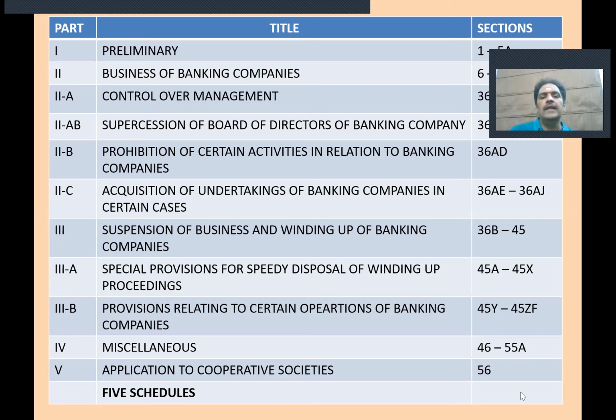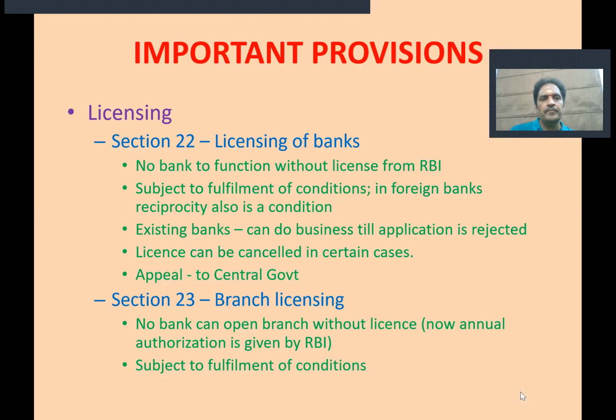Okay. Then the provisions relating to certain operations of banking companies like nomination, etc. These are aspects which are covered in this chapter. Then miscellaneous relating to penalties, rule-making power, offenses, levy of penalty by Reserve Bank. All these are there in the miscellaneous chapter. Then finally, chapter 5 talks about application of the Banking Regulation Act to cooperative societies, which is section 56. There are 5 schedules.